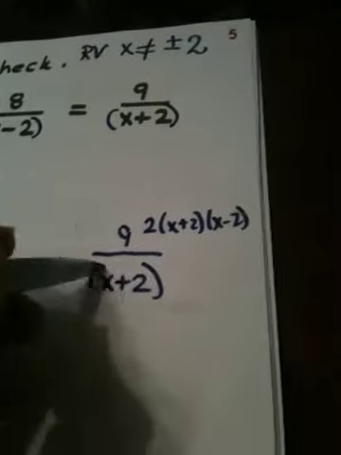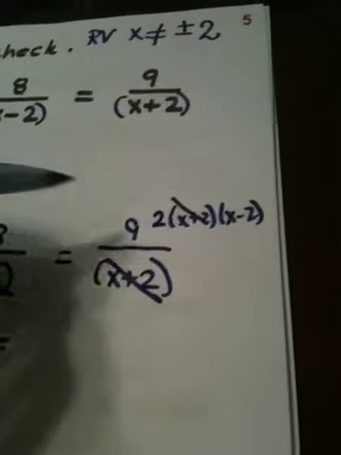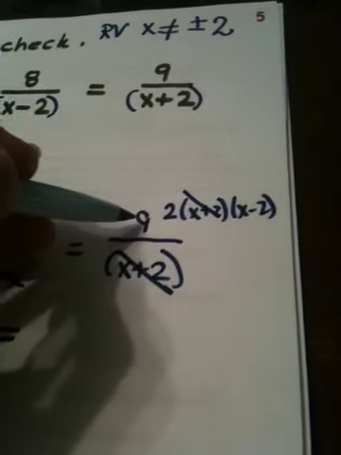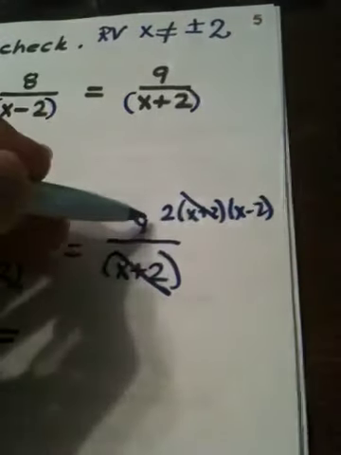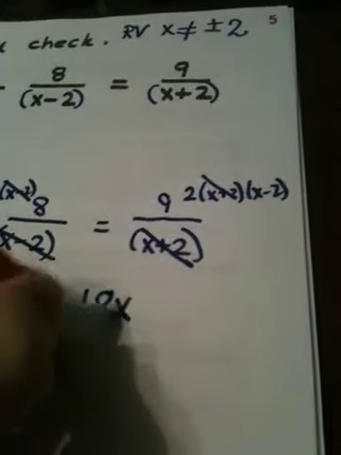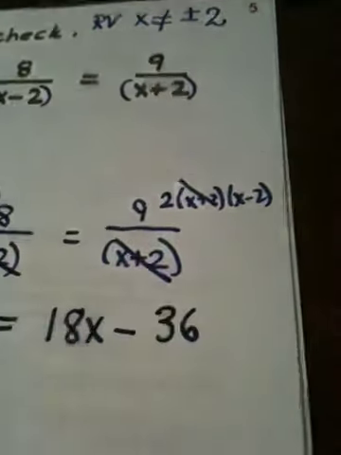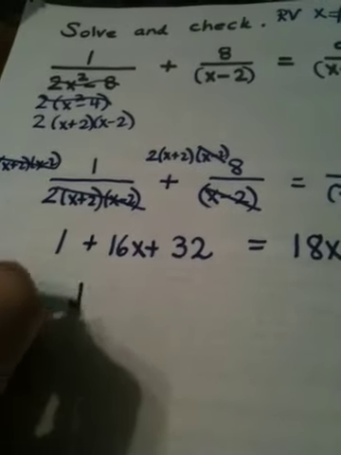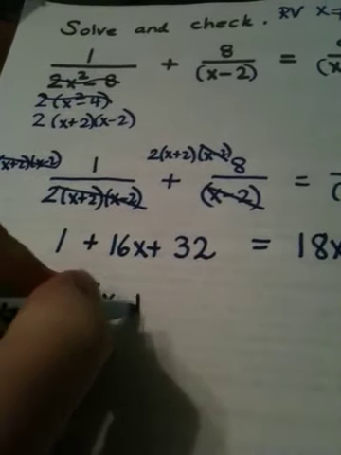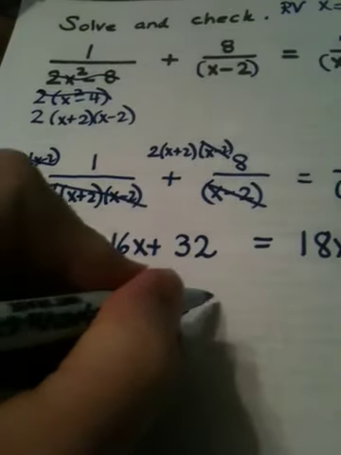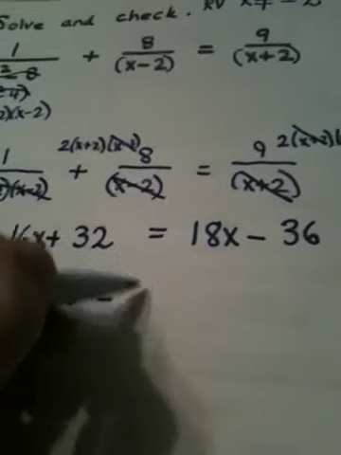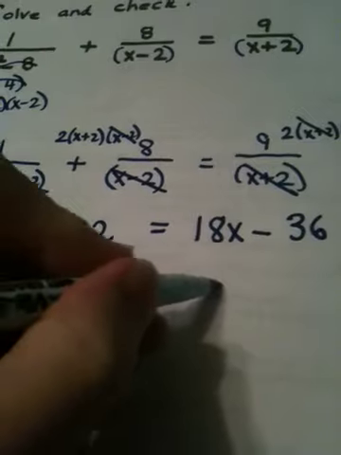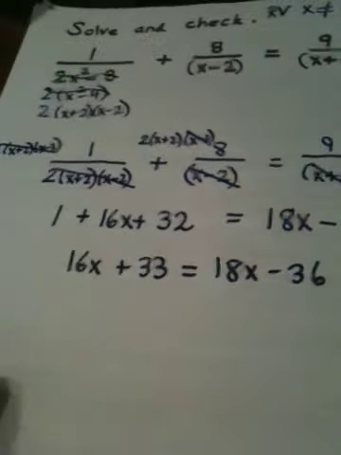On the other side, the x plus 2's cancel. 9 times 2 is 18. I distribute the 18. 18 times x is 18x. 18 times 2 is 36. I collect like terms over here. So I have 16x plus 33 is equal to 18x minus 36.